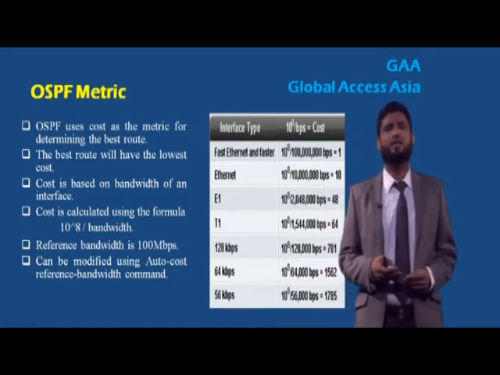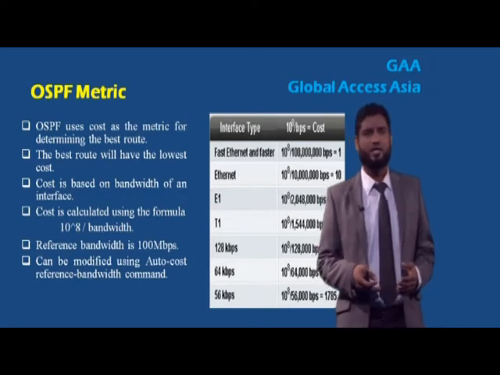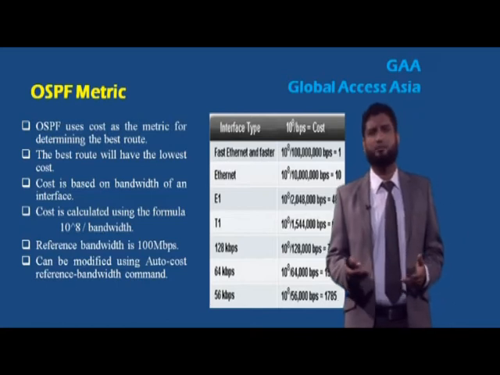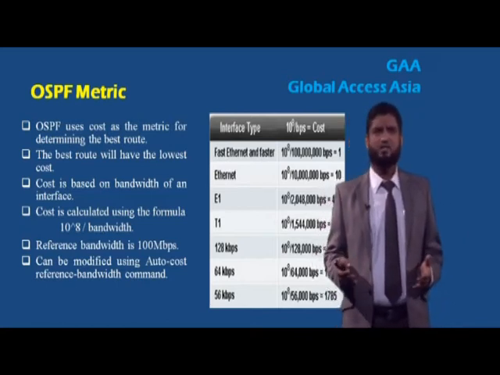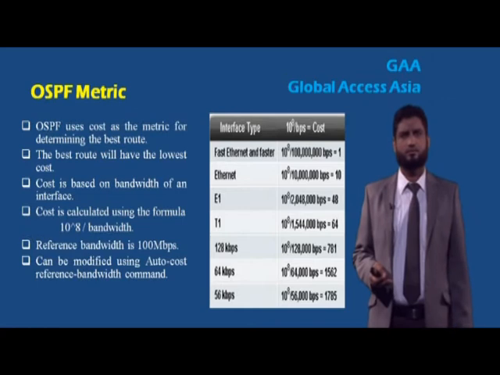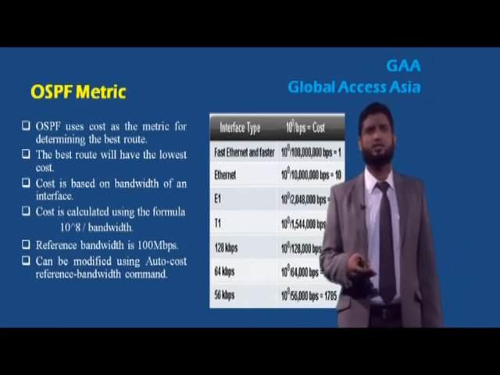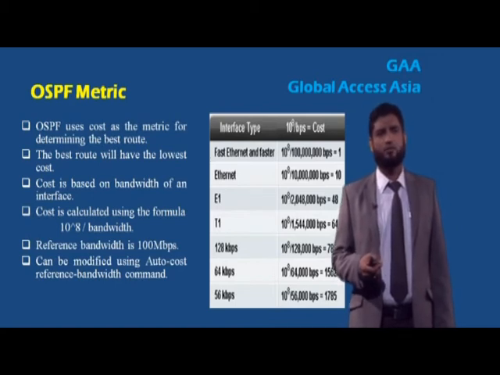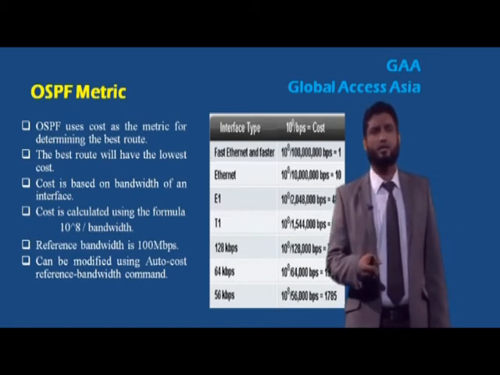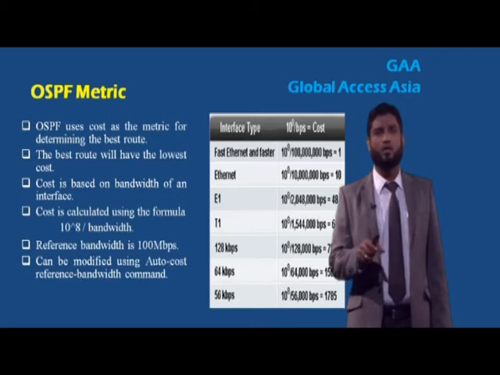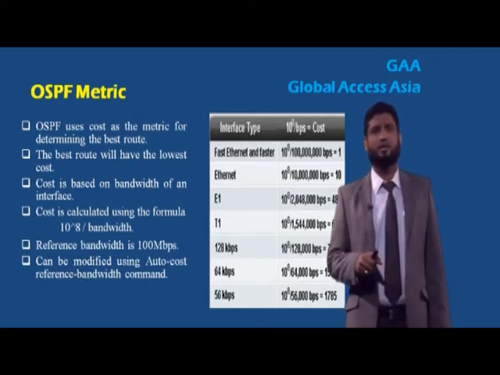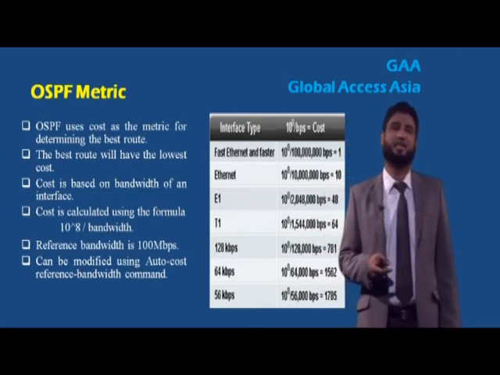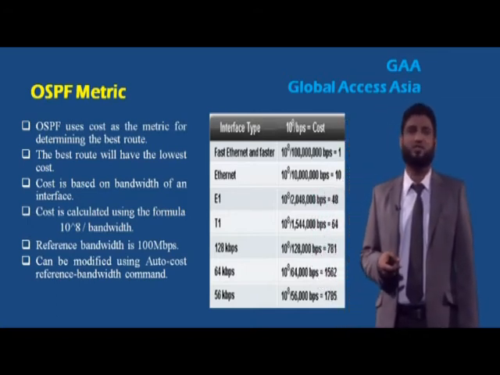That means 10 to the power 8 bps. OSPF uses cost as the metric for determining the best route, and the best route will have the lowest cost. That means you are dividing the reference bandwidth by the link bandwidth. If the link bandwidth is more, the ratio will be less. So very clearly, the best route will have the lowest cost.